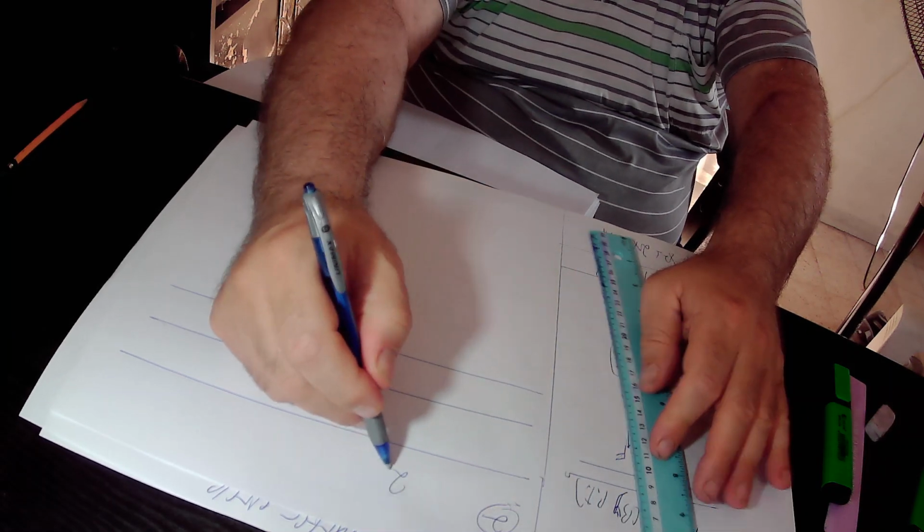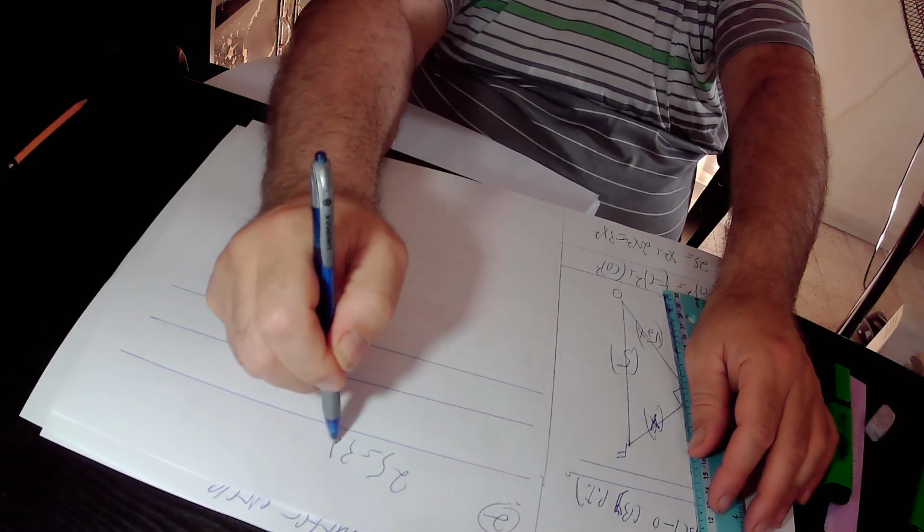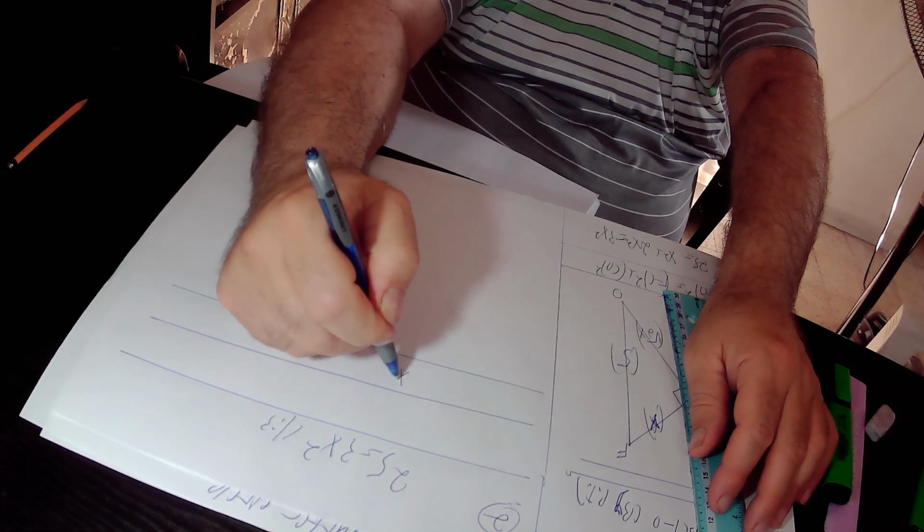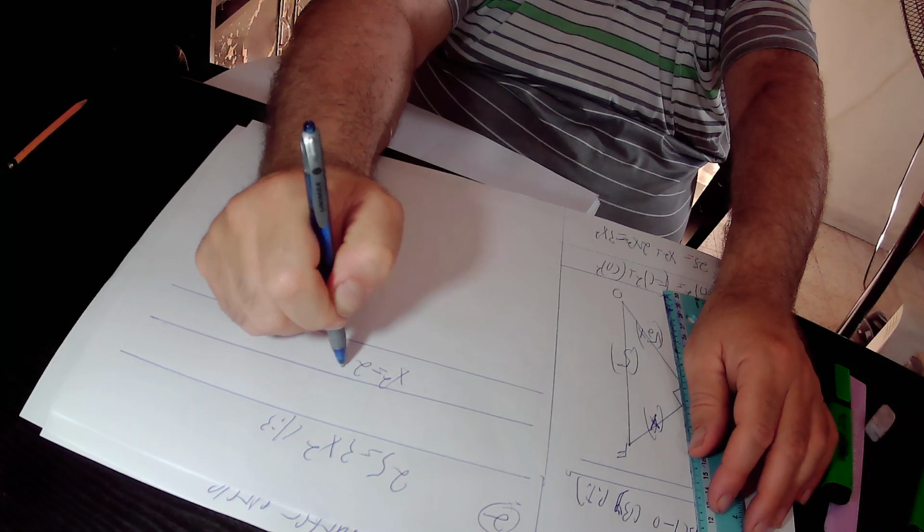So 25 equals 3x squared. Here we divide this equation by 3 and find that x squared equals 25 over 3.